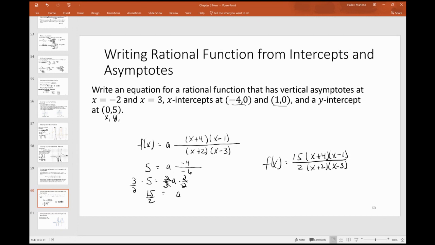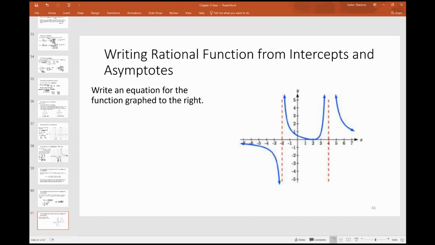Okay? Let's do one more example. Let's just look at this graph and see if we can write the equation that would give us this graph. All right, so what are we noting here? I see two vertical asymptotes, right? One at x equals -2, and another one at x equals 4. That's going to tell me two factors of the denominator, isn't it? x plus 2 and x minus 4.